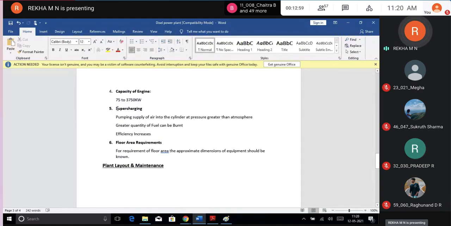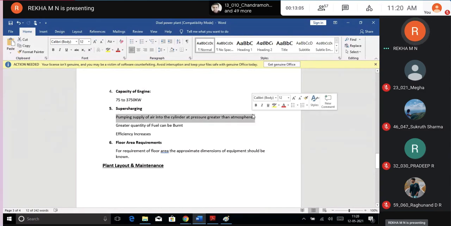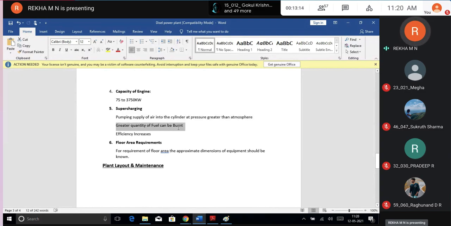Hopefully you remember the supercharging. Supercharging, as I told earlier also, students, is nothing but pumping the air to the cylinder at a greater pressure. You're going to compress the air and then send it up. So that basically helps in the efficiency. How? Because it is going to help in burning more fuel at a time. So because of which efficiency will increase.